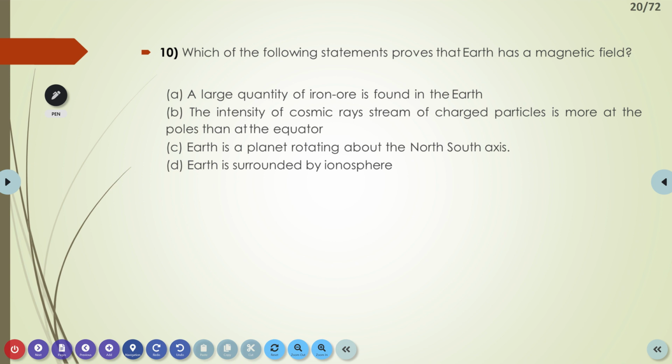It is a conceptual question. Which of the following statements proves that Earth has a magnetic field? Earth has a magnetic field. Okay. Here, the intensity of the cosmic rays, is that not it? This is the right choice. Okay. Next.